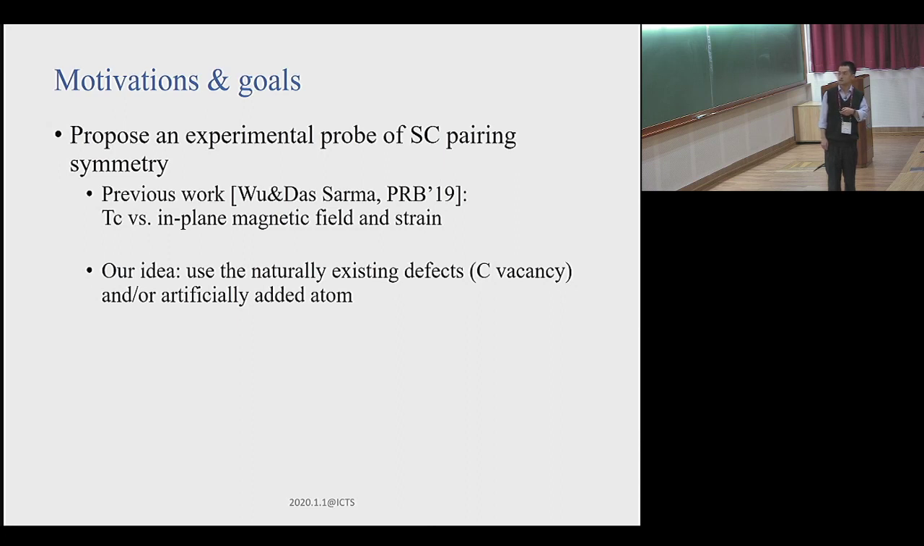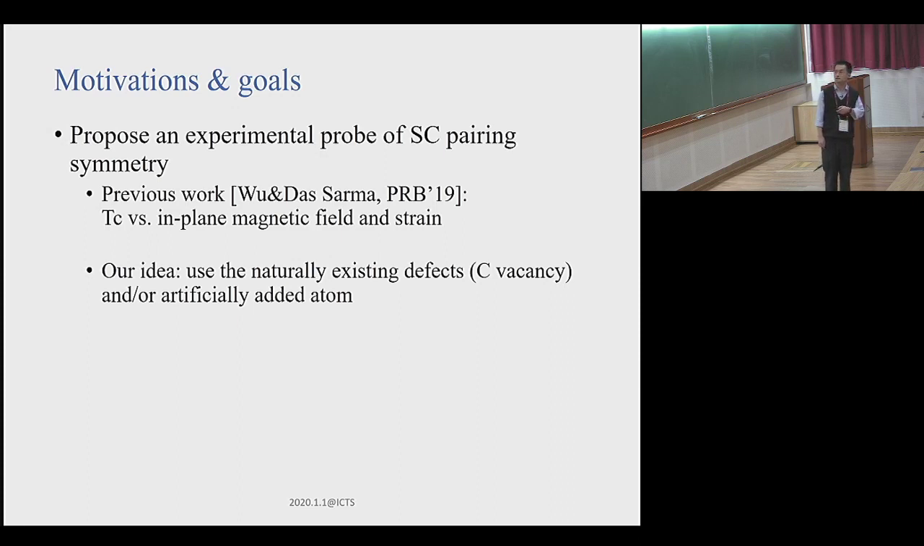I think there is probably only one I found, by Sankar Das Sarma, who proposes you can apply an in-plane magnetic field, rotate the in-plane magnetic field, and also apply in-plane strain and see how the Tc responds to that. That way you can distinguish some of these proposed unconventional superconductors. And my idea is very simple. We did this also for ionic tests some time ago.